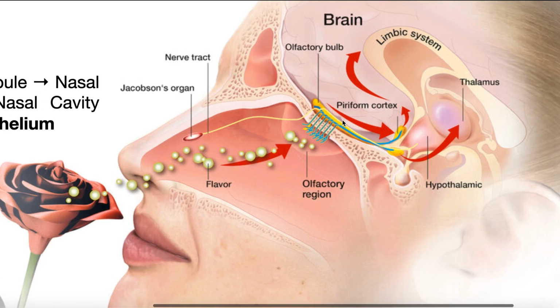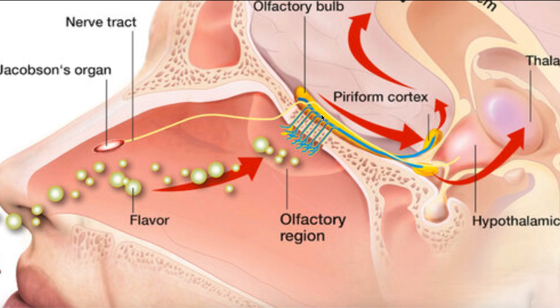Okay. If we zoom in on that olfactory bulb, we see that it has projections that come down here and actually cross through the cribriform plate. These are actually axons of cells called olfactory receptor cells. We'll look at that in more detail on the next slide. But those axons actually cross through the cribriform plate, and then this part of them exists within the olfactory region of the nasal cavity.